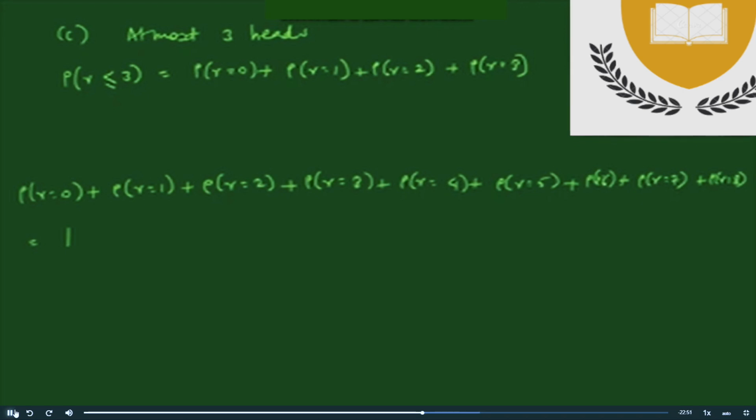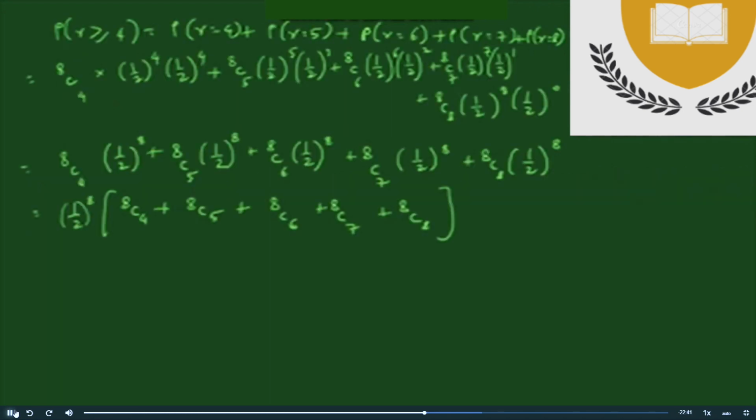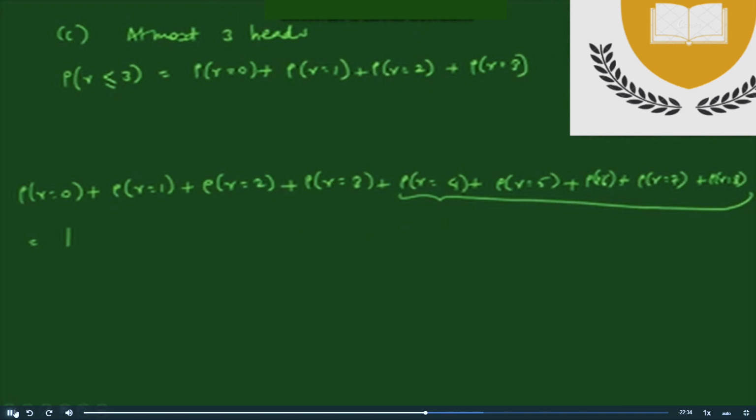Okay, by definition it is equal to 1. Now also tell me one more thing. Do I know what this value is? P of r equal to 4 up to P of r equal to 8 is what I calculated in my second step. Is it not?